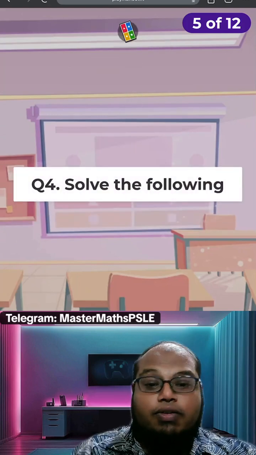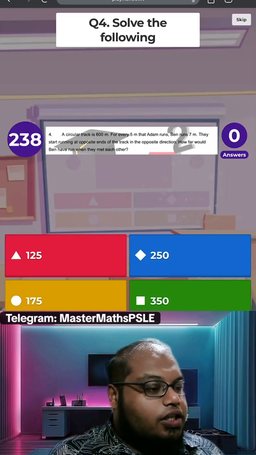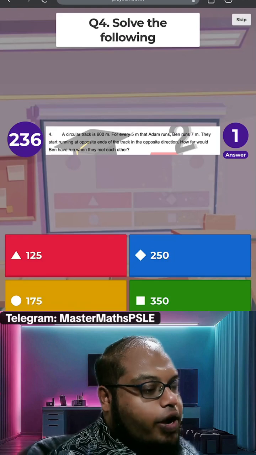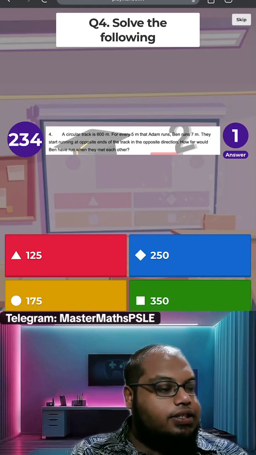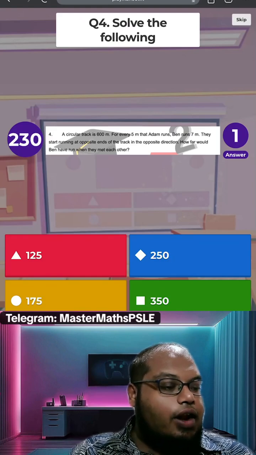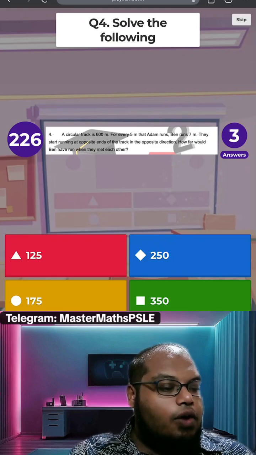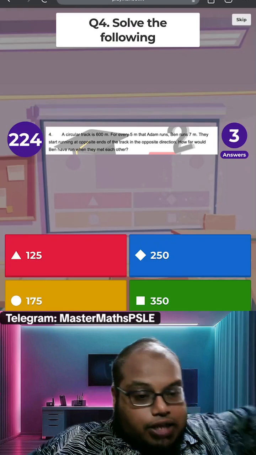Now we are at question 4. A circular track is 600 meter. For every 5 meter that Adam runs, Ben runs 7 meter. They started running at opposite ends of the track in the opposite direction. How far would Ben have run when they meet each other?